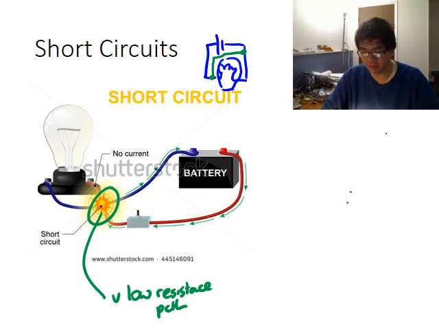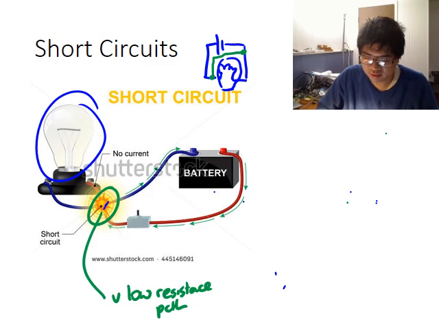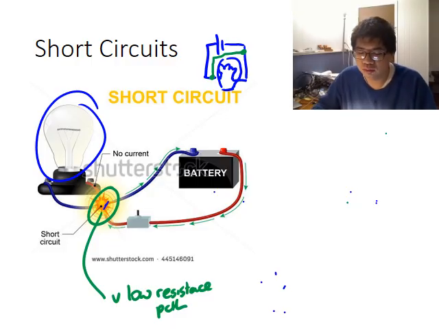Now that does a number of things. Number one, your bulb doesn't work. That's the most obvious thing. Let's look at it. The voltage across the very low resistance path and the very high resistance path of the bulb are the same. But think about the current. The current's going to go mostly through the low resistance path. So with a short circuit, you get a very high current going through because the overall resistance of the circuit is very low.